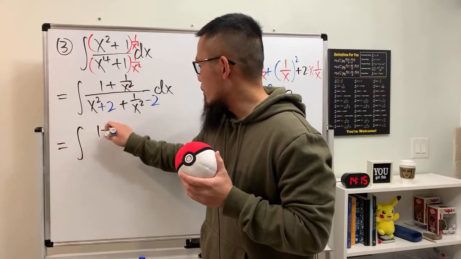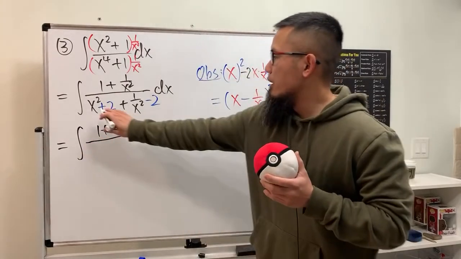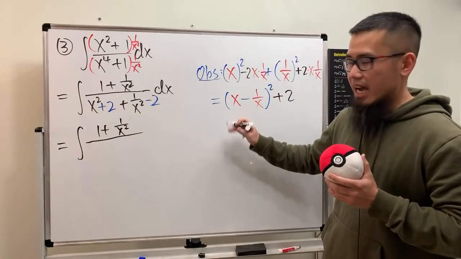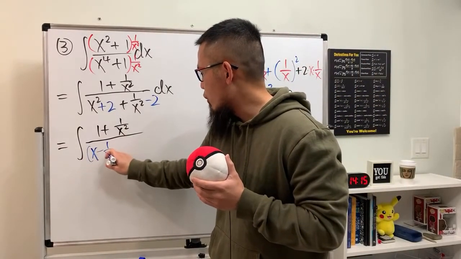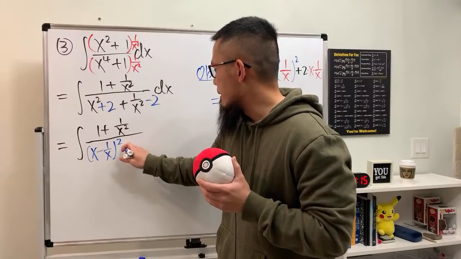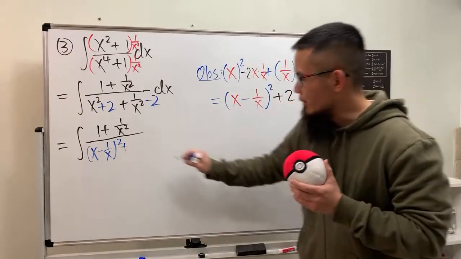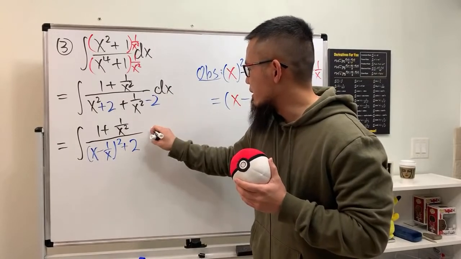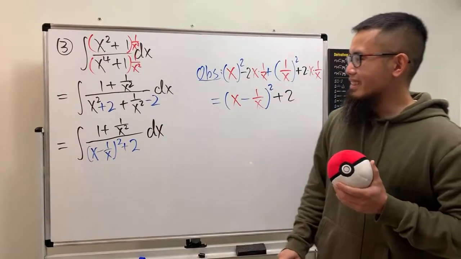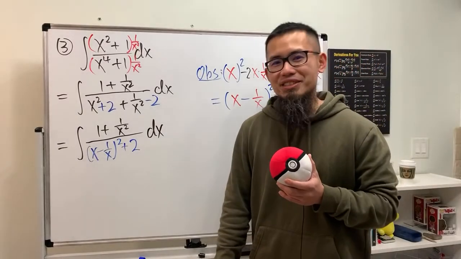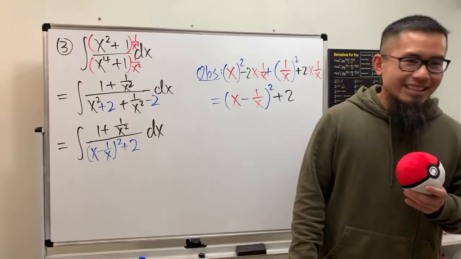On the top is still 1 plus 1 over x squared. Over this guy is just going to be this guy, so I'm going to write it down: x minus 1 over x, and then squared, and then plus the 2. So let's put that down. And then we still have the dx right here. All right, so this is the change, a change for the good, actually. It's very, very nice.